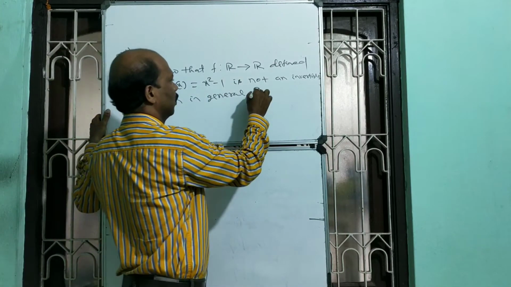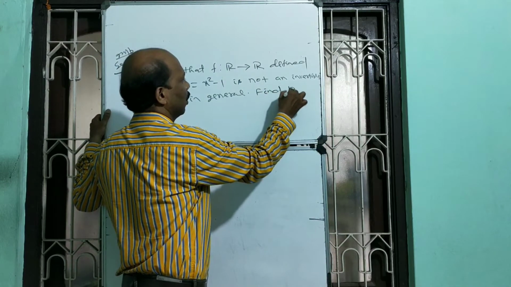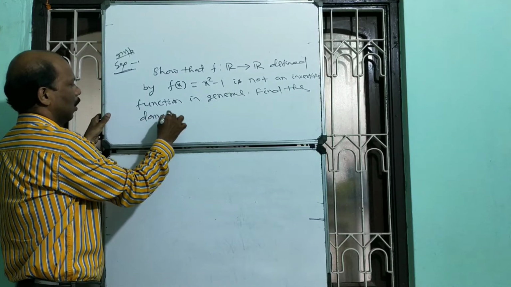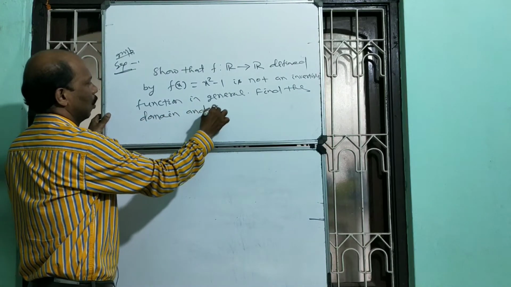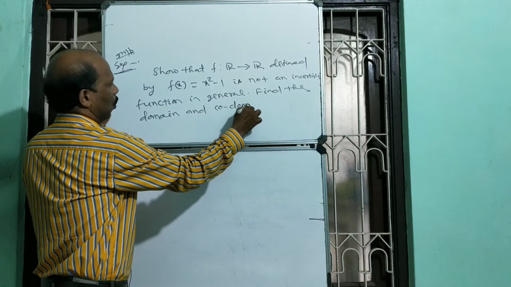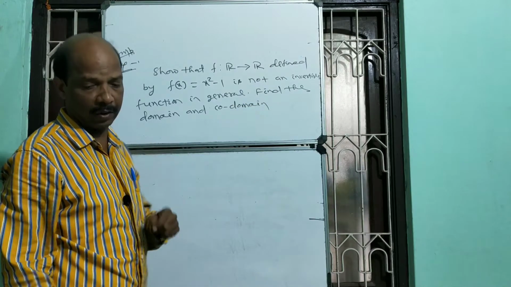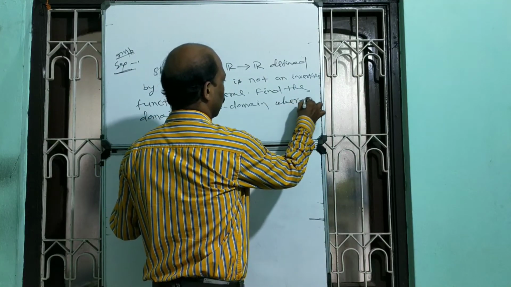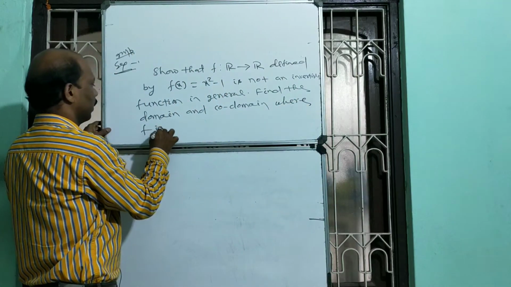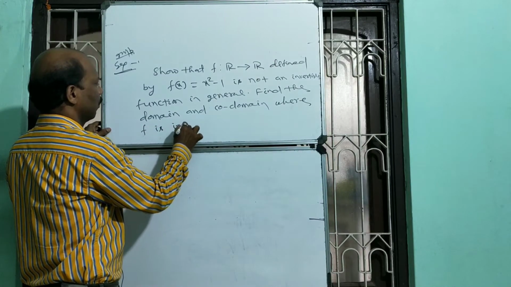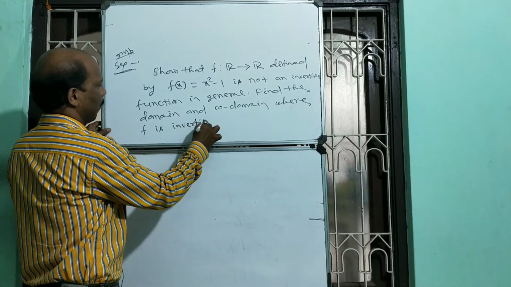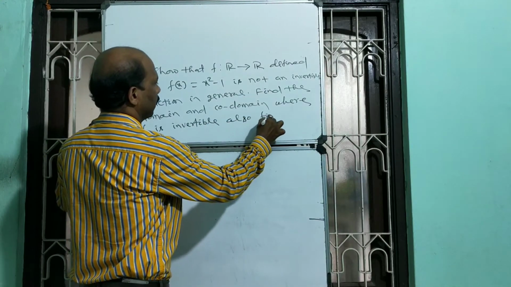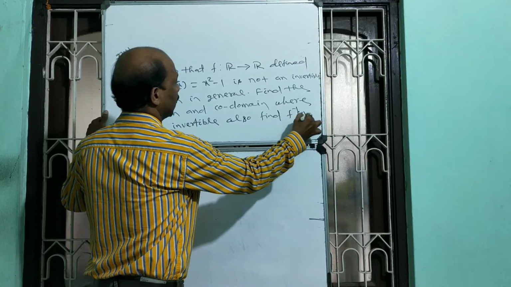Find the domain and codomain where f is invertible. Also find f inverse x.